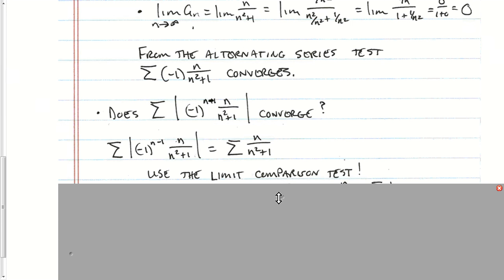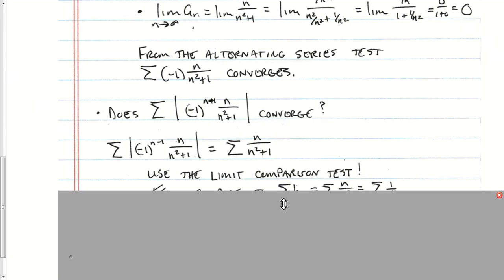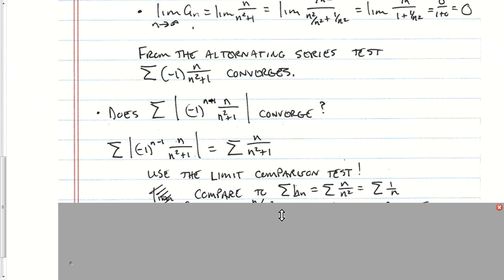So we've got to use some kind of test, and I'm using the limit comparison test, which, if you recall, is: we're going to choose our series to compare to. We're going to compare this to another series. And we're going to compare to this.